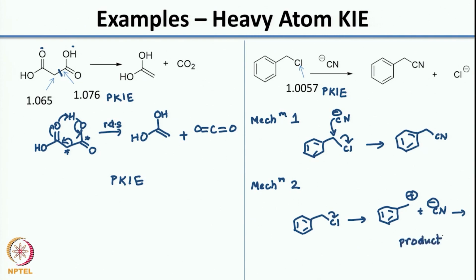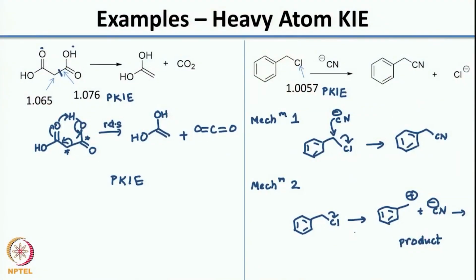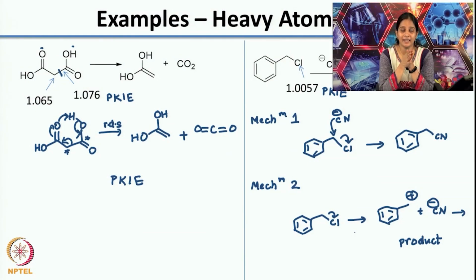So primary kinetic isotope effect is consistent with either of these mechanisms. So what you can say here is that based on intuition I can say that mechanism 1 is probably correct, but based on the experimental observation I can say either of these mechanisms could be correct. So how would you figure out which of these mechanisms is the correct one based on whatever we have studied so far? Can you think of how you would figure it out?